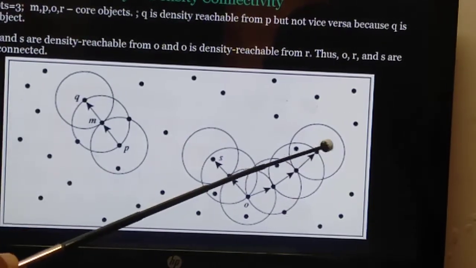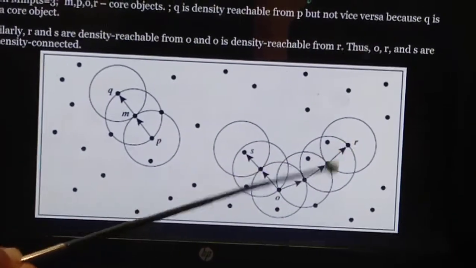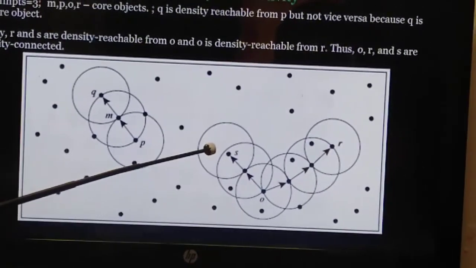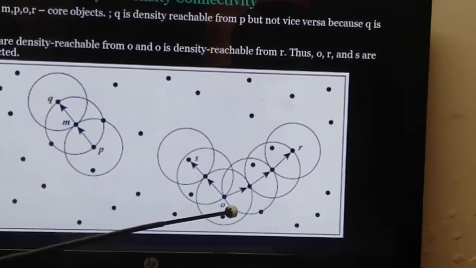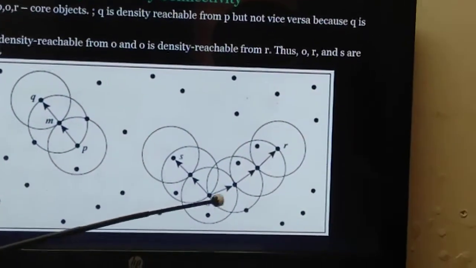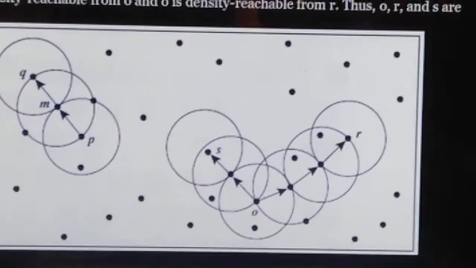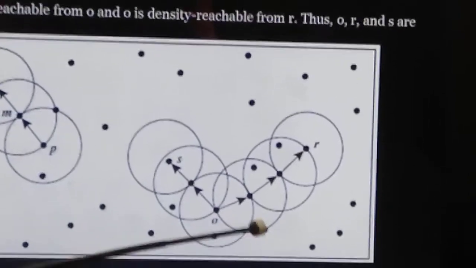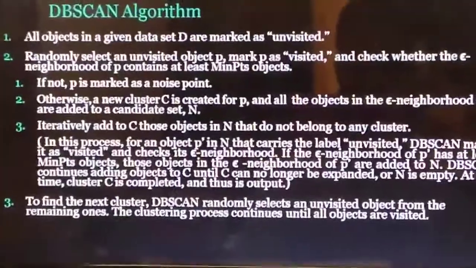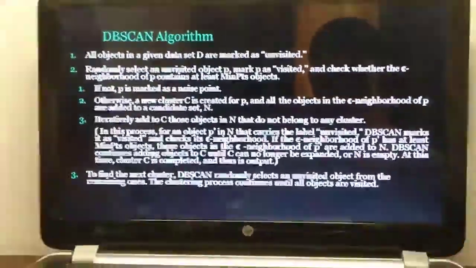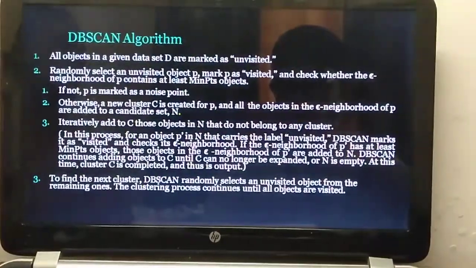So remember, this is a core point. So it is vice versa also. O is also reachable from R. So I can come this way and then reach S. Okay. So if points are density connected, then there must be some common point via which all the points can be reachable. This is density connectivity. Hope you have understood the difference between reachability and connectivity. Now we are going to look at the actual algorithm. Before we look at this, let's just look at a simple example.